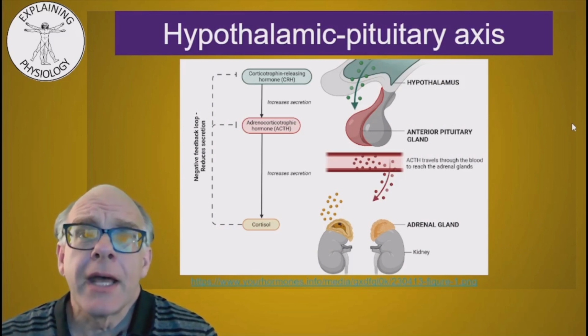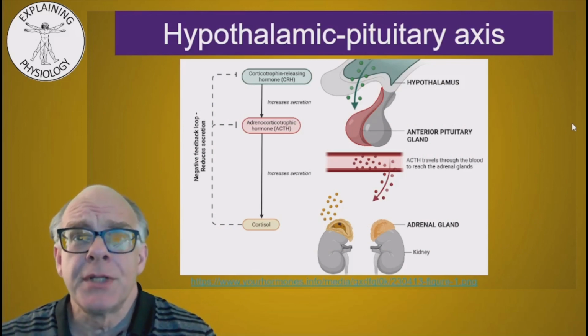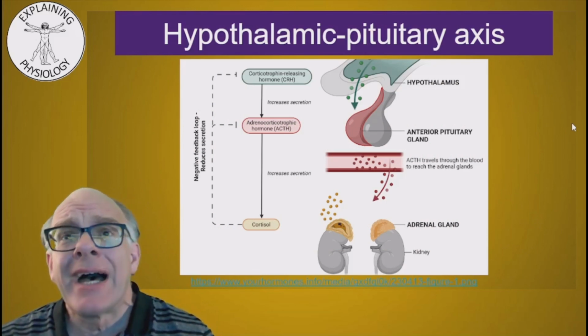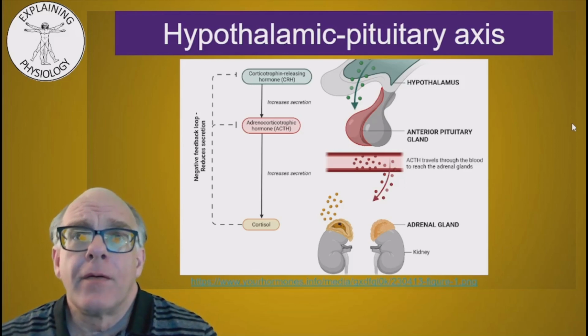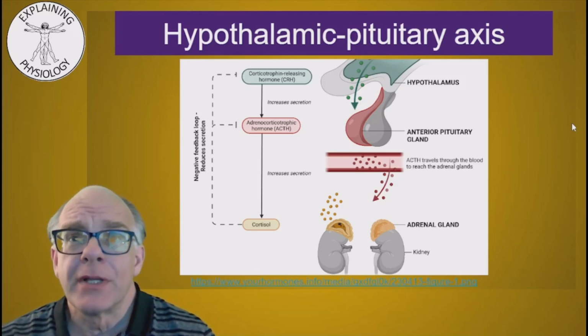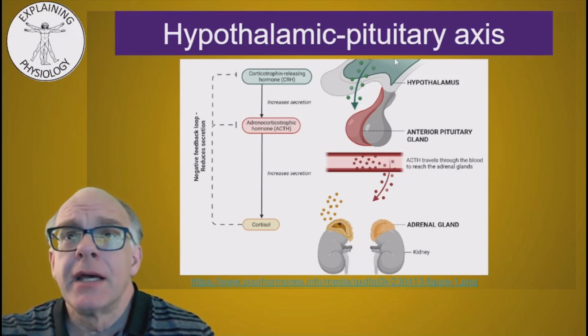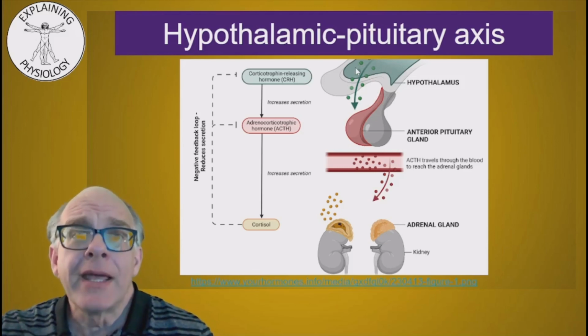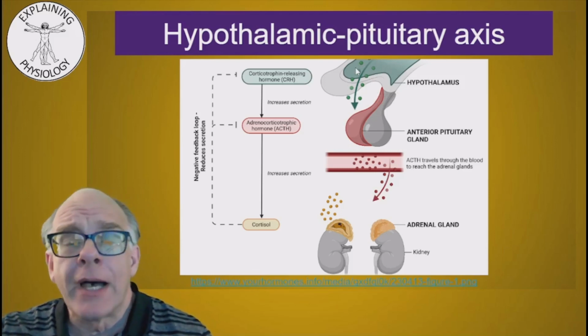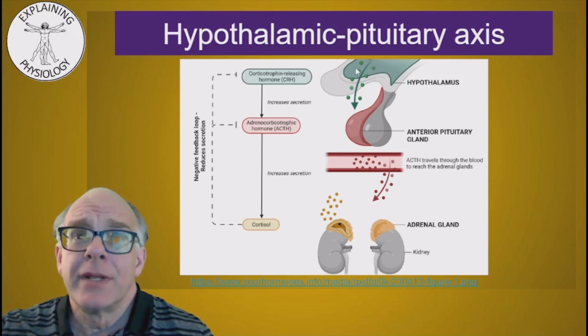So in order to understand the feedback loops associated with the hypothalamic-pituitary axis, it's first necessary to understand how the hypothalamic-pituitary axis, or HPA, functions in the first place. And so what we're going to see is that at the base of the brain, within the hypothalamus, we're going to have nerves that are capable of recognizing and responding to a variety of stimuli within the body.